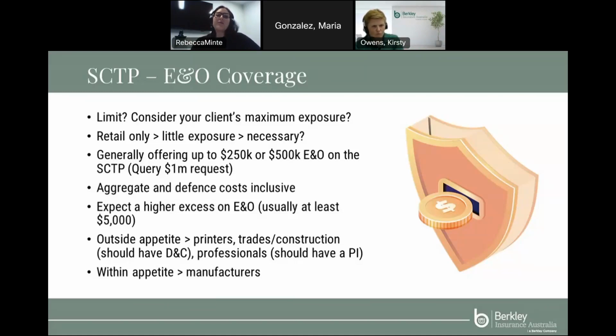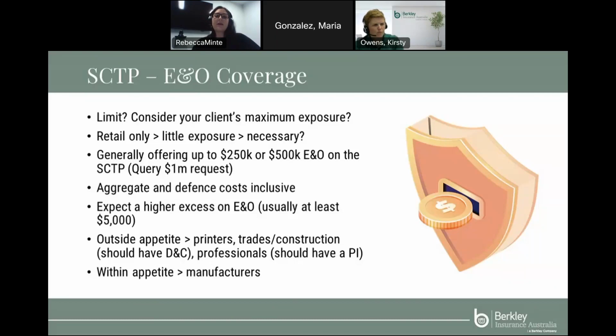The coverage we offer under the SCTP is an aggregate coverage and does include defense. You will notice that Berkeley underwriters will generally apply a higher excess of at least $5,000 on the E&O extension. So what are we looking for in terms of outside and inside appetite when it comes to the E&O extension?